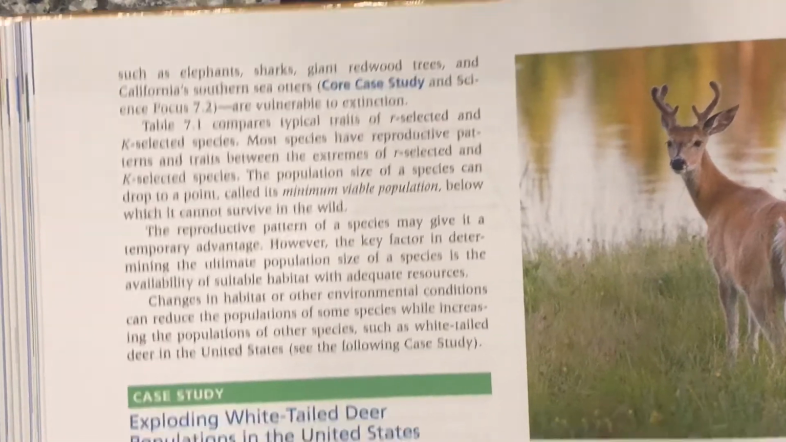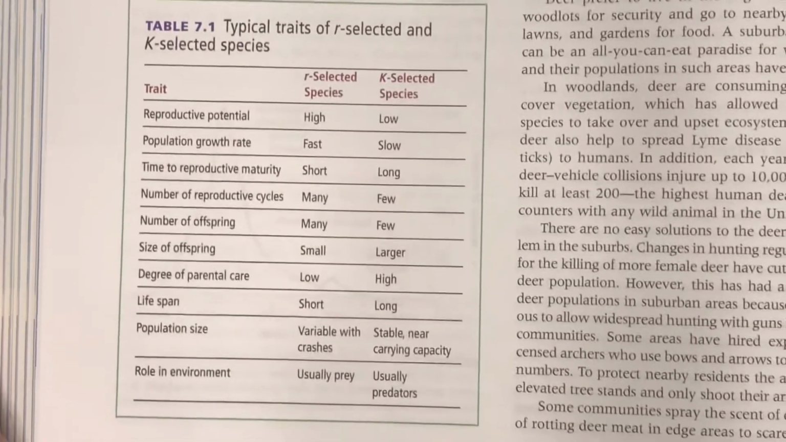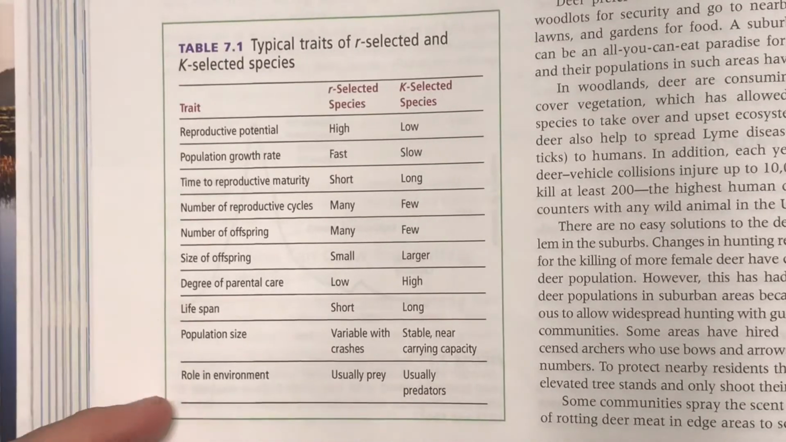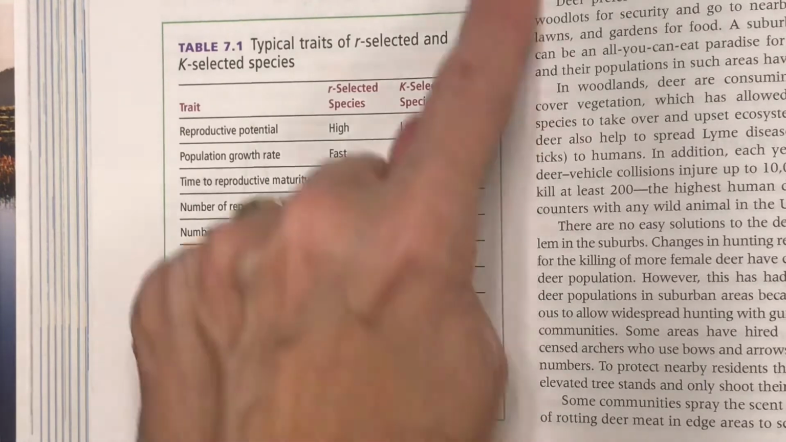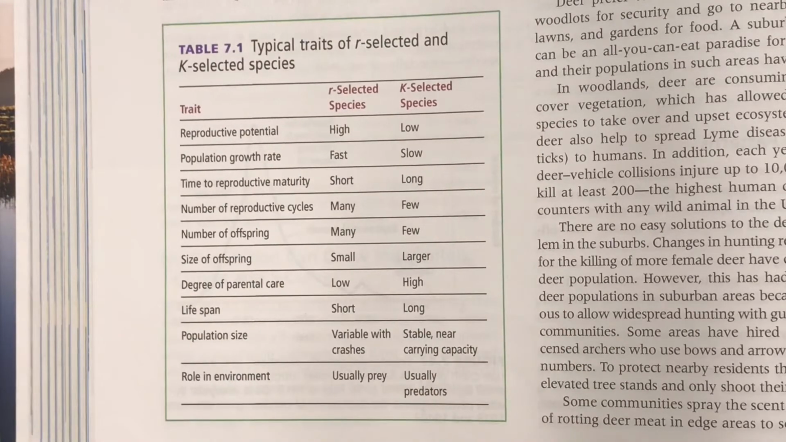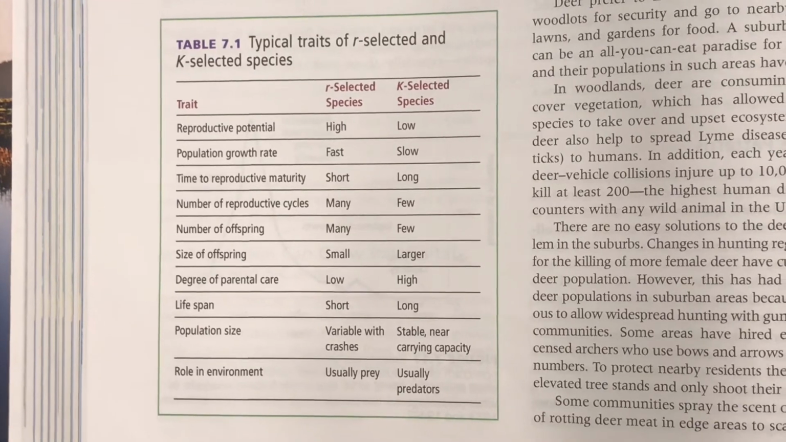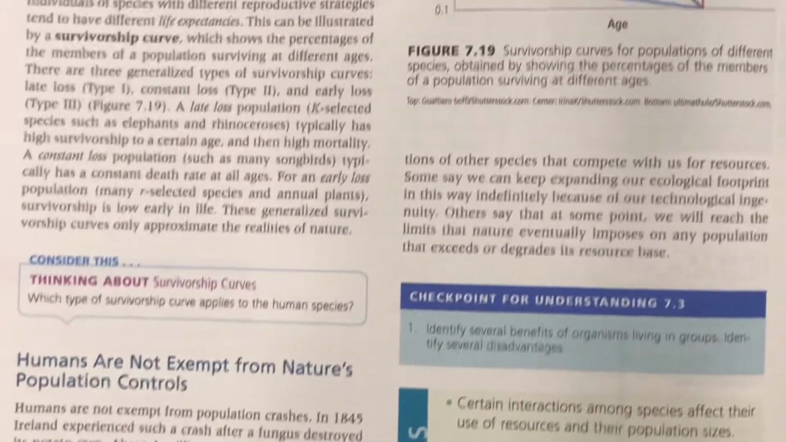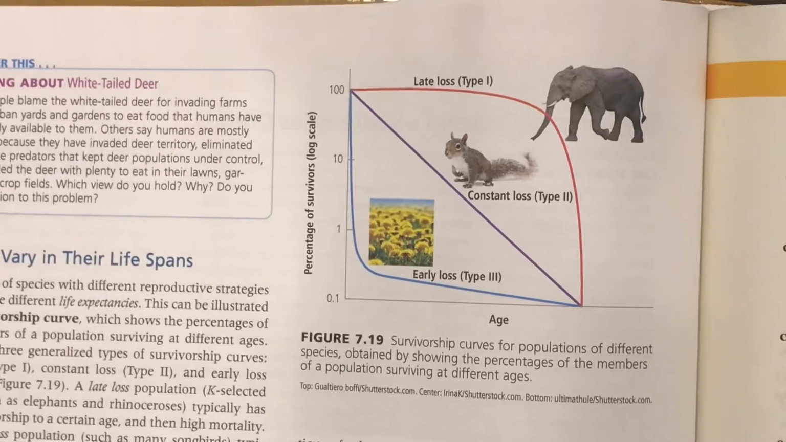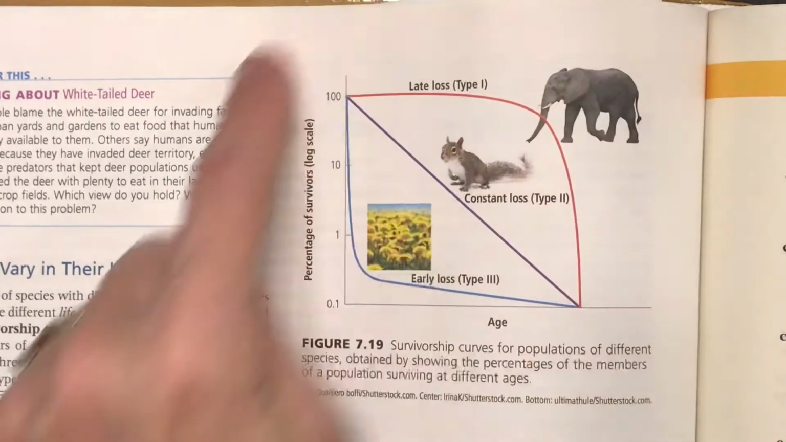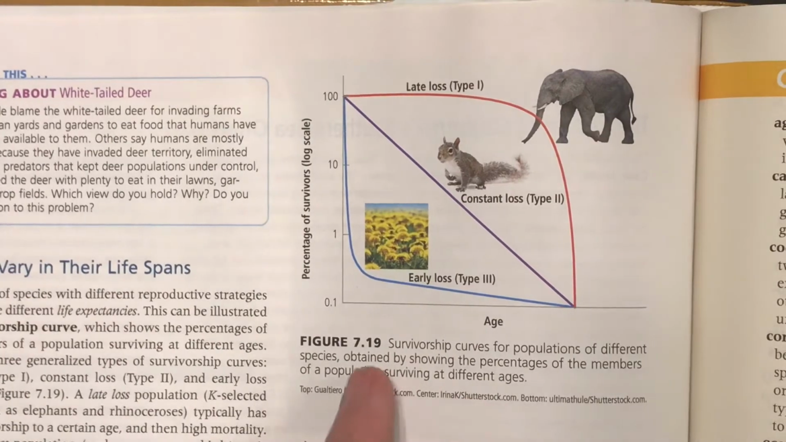So do also make sure that you take a look at this. Given a description, you should be able to determine if something is K versus R. So definitely take a look at this. The last thing that is a part of this unit is survivorship curves.